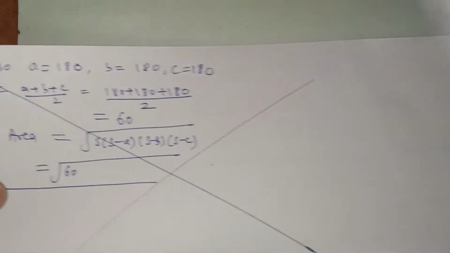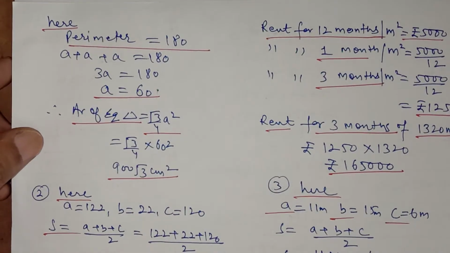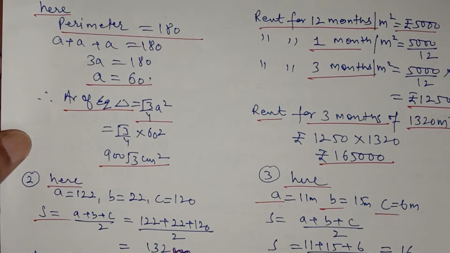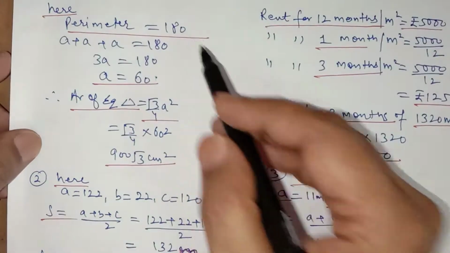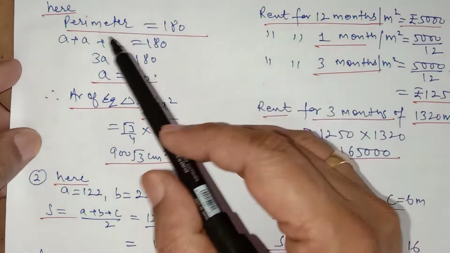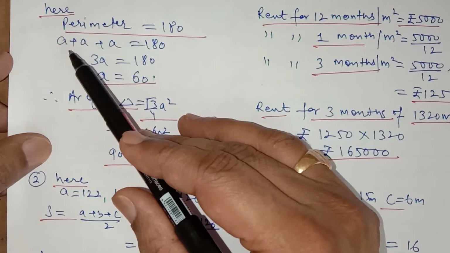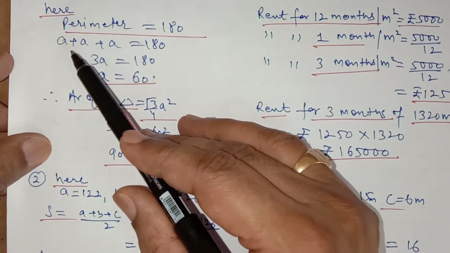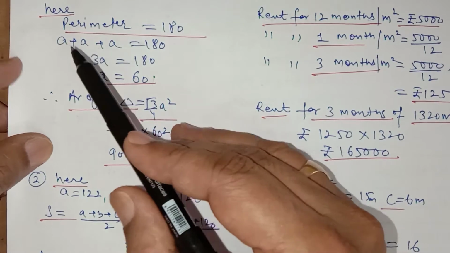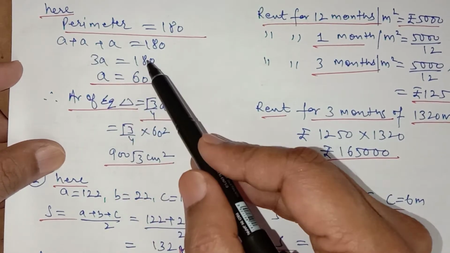So this is the question number 1. In this question number 1, the second part is given that the perimeter of the triangle is equal to 180. Now you have to find the area of this triangle. Now the perimeter is the sum of all sides. Now because the side here in this question is all equal to A, or it is an equilateral triangle, so A plus A plus A is equal to 180. Now the value of A will be 180 upon 3, that is 60.